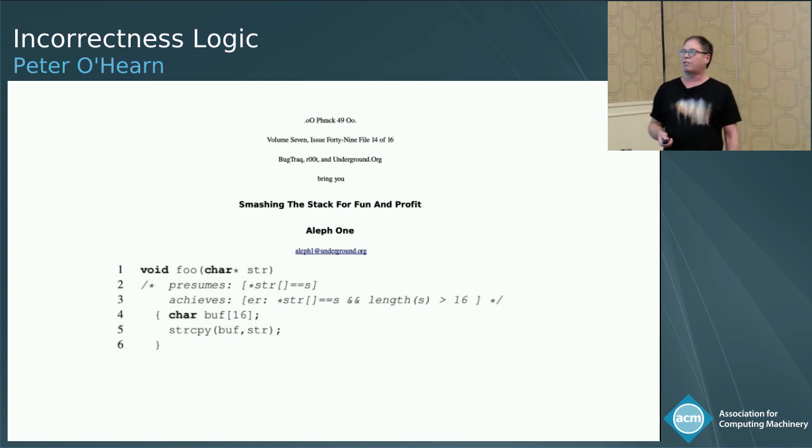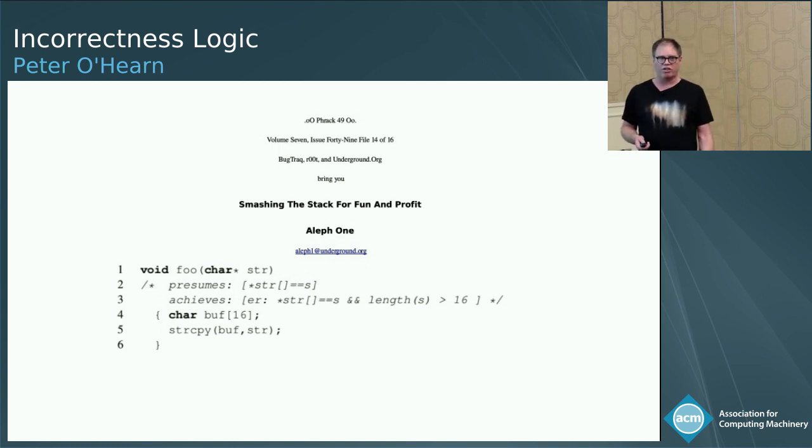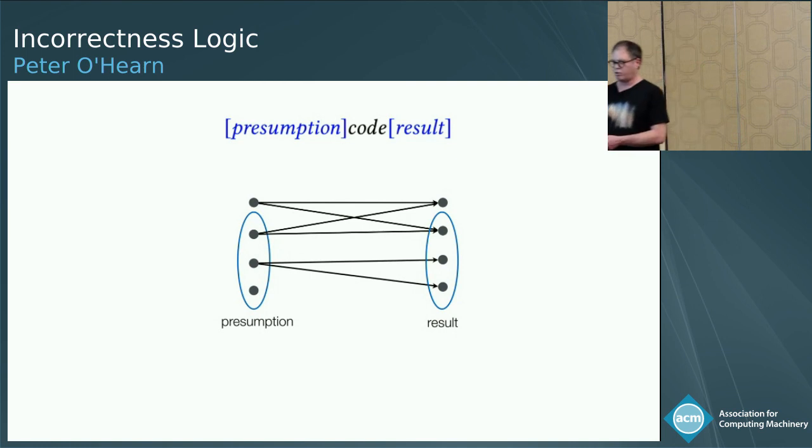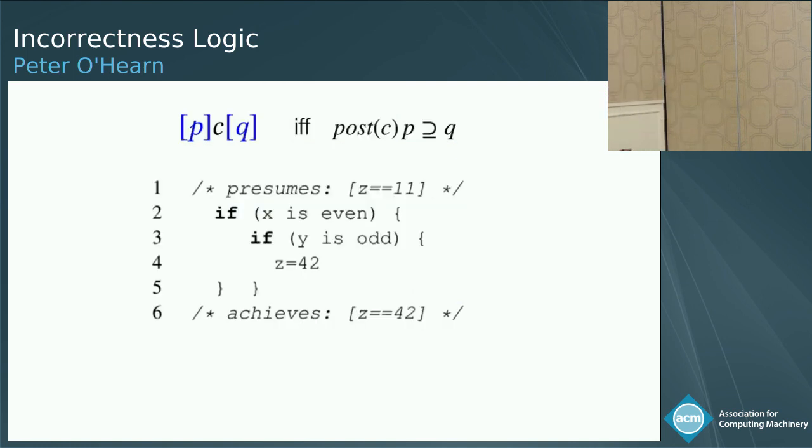Then in this case, the post assertion, which I talk about as an achieves assertion, says if the length is bigger than 16, then we can get an error. So I'm going to be using error assertions like this. Now I'm going to give another example of where it's not an error assertion, where it's just a normal OK assertion in the post assertion.